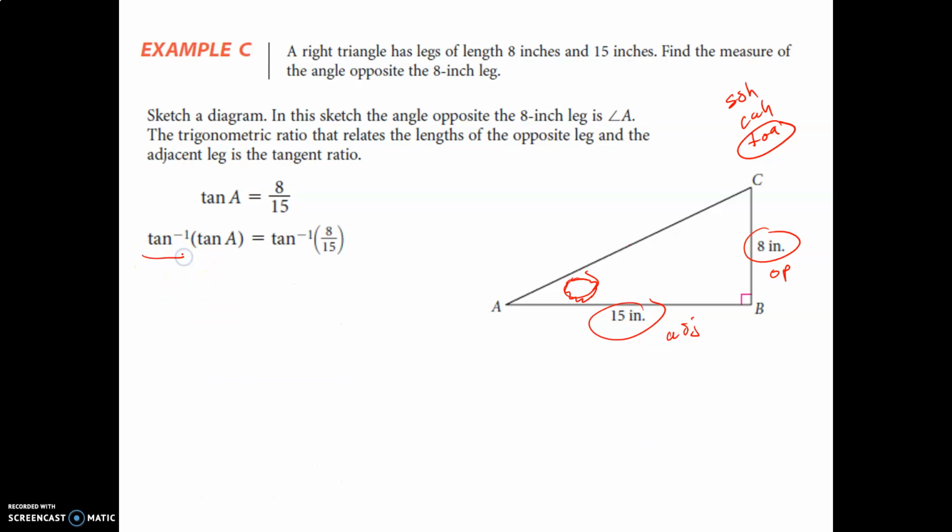Now, this symbol is kind of the opposite of tangent. It wipes it out. So if I put it in the front, I have to put it in front of the other side also, and then these cancel each other out. So that means I'm just left with angle A, but I still have this. So to get this inverse tangent, 8 divided by 15, and I get 28.